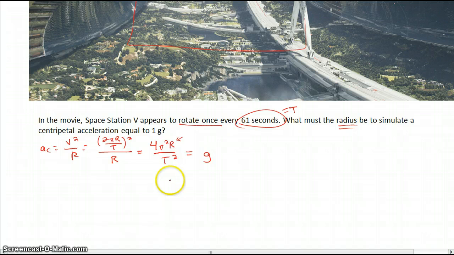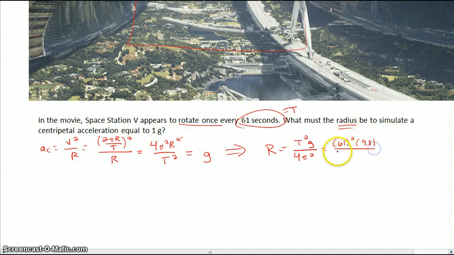And it turns out if you just do some quick algebra here, you can solve for r. r is equal to T squared g over 4 pi squared. See if you can convince yourself of that, just rearranging some things, bringing all this stuff over to the other side. And now we can plug in some numbers. So we got 61 squared, g is 9.8, and then 4 pi squared is just constants. And when you run that through your calculator, you're going to find that's 923 meters.